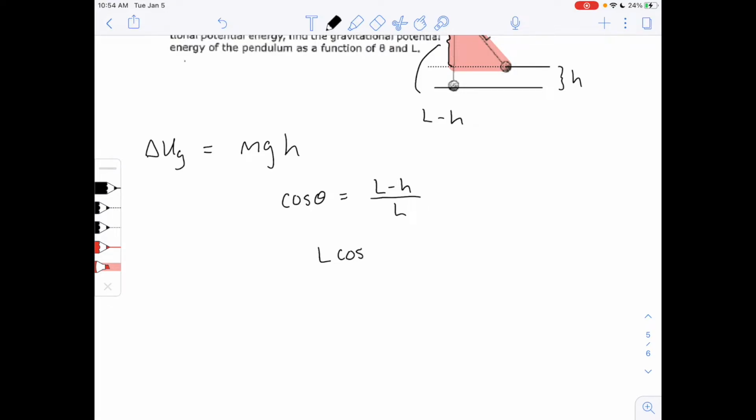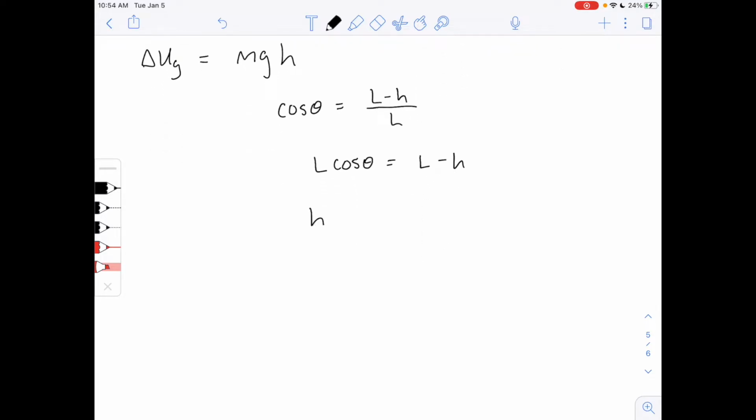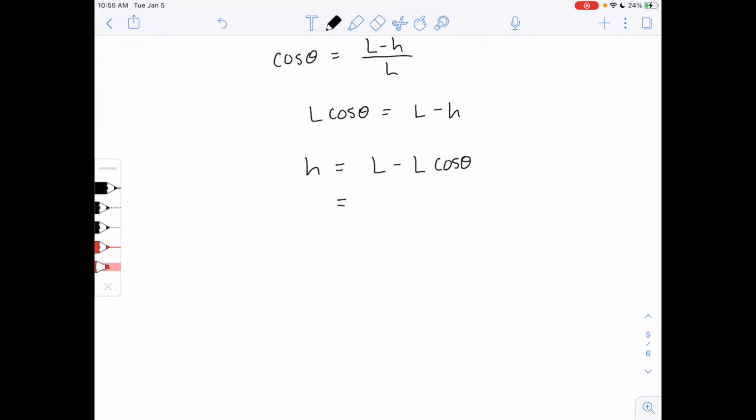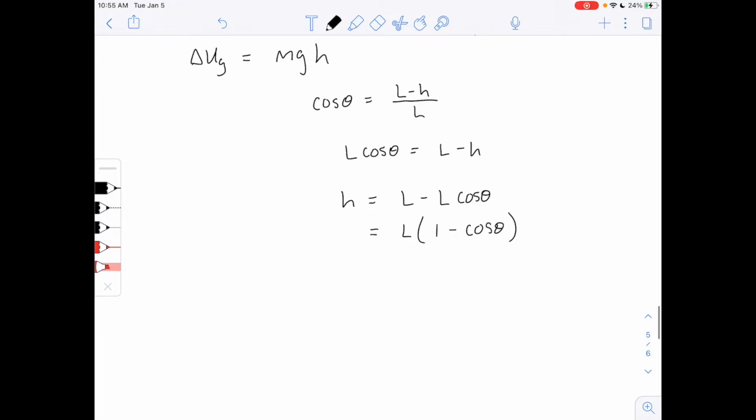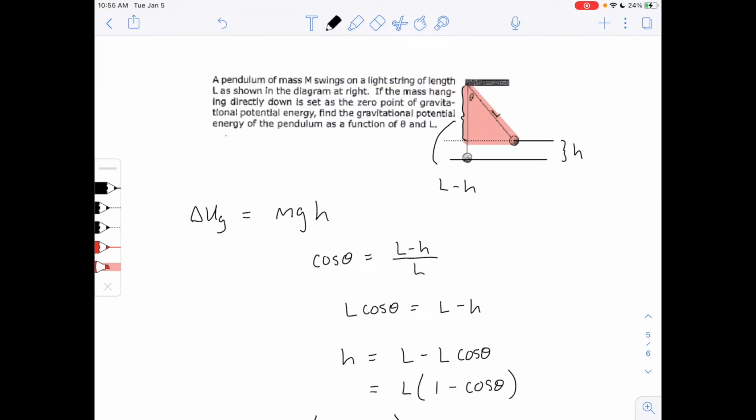And now we can solve for h. So if we do that, we're going to have L cosine theta is equal to L minus h, and that's going to give us h is equal to L minus L cosine of theta. We can simplify that a little bit by factoring out the L and write it as L times 1 minus cosine theta. And then now all we have to do is sub that in for h, and we have potential due to gravity is equal to mgL times 1 minus cosine theta.